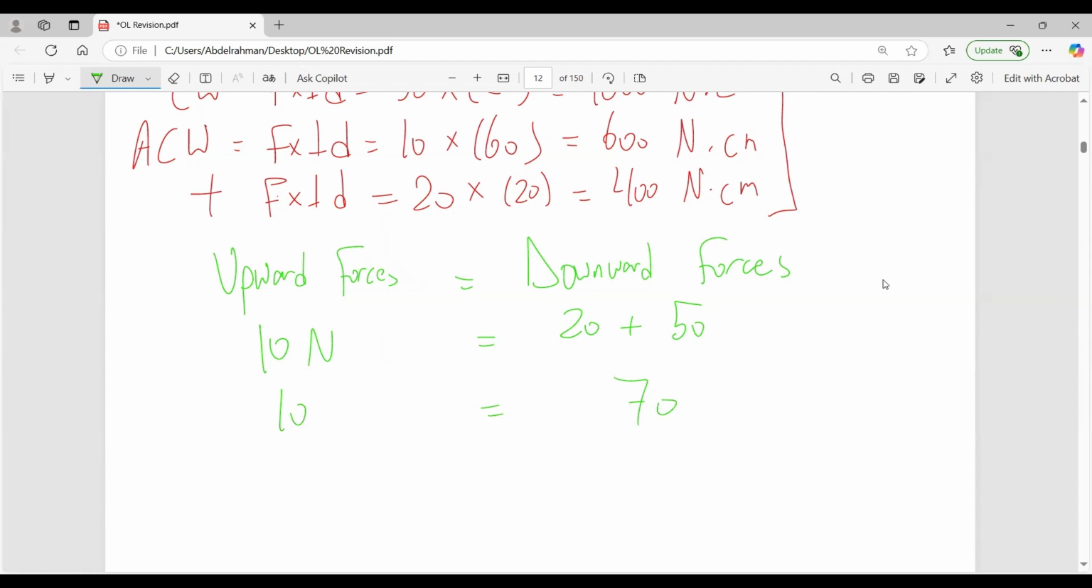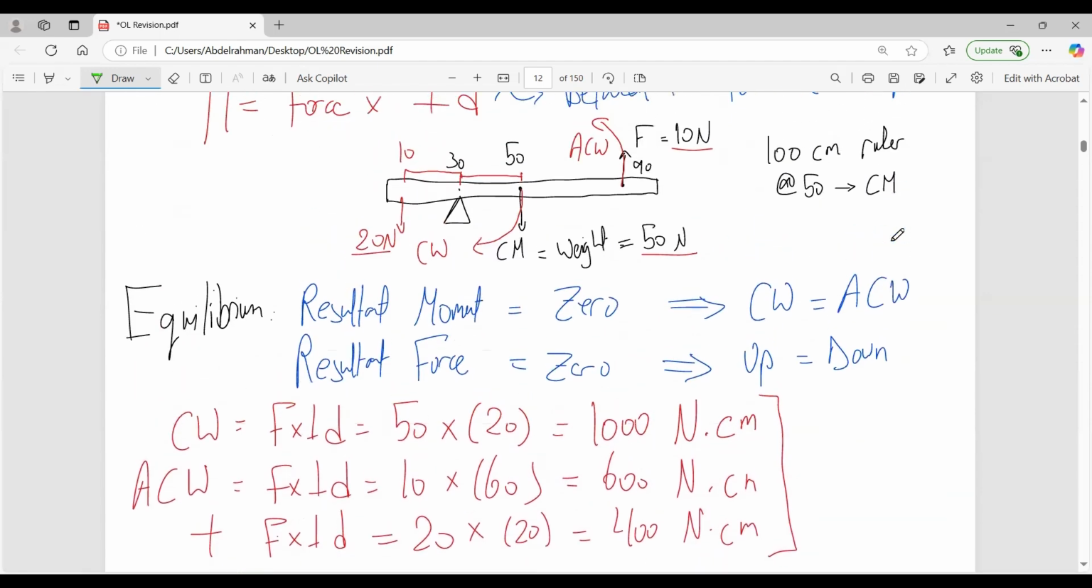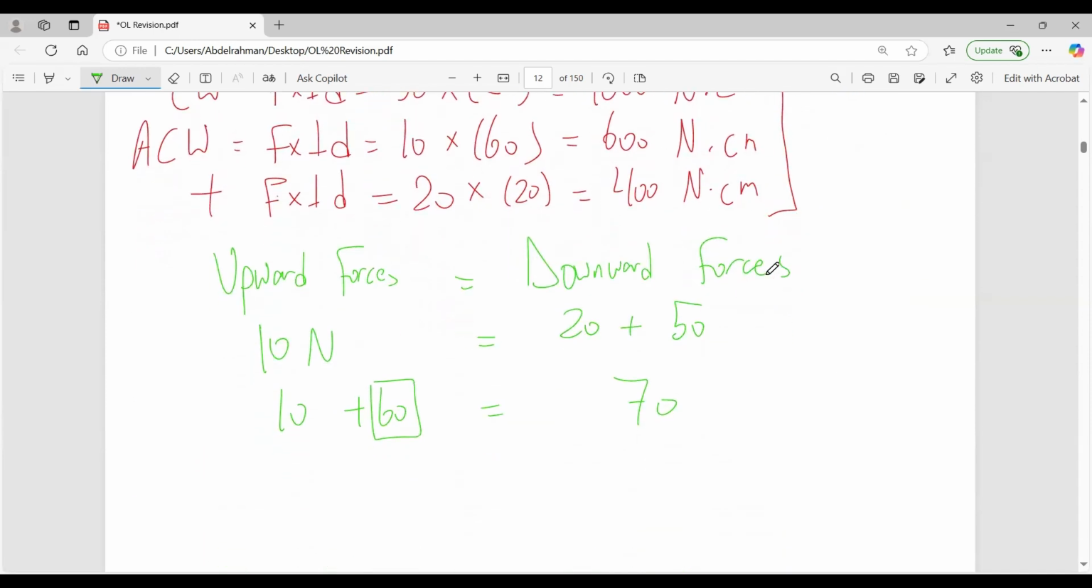We're missing something. We're missing what? We're missing 60 newtons. Where does this 60 newton act? These 60 newtons act at the pivot. We'll call this force R, which is a reaction force. So the 60 is a reaction force.